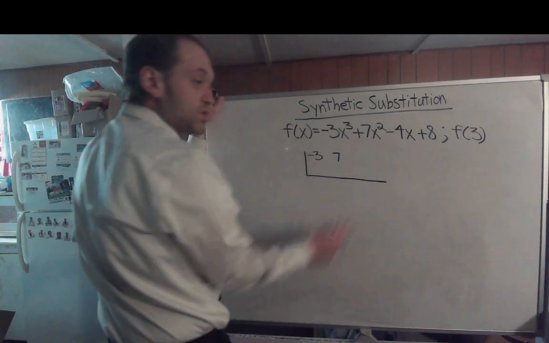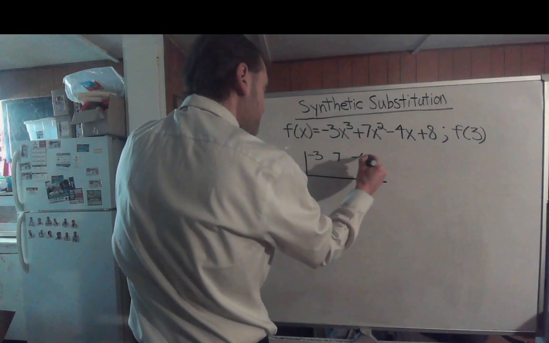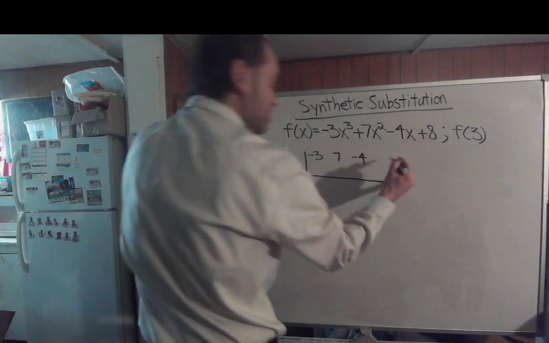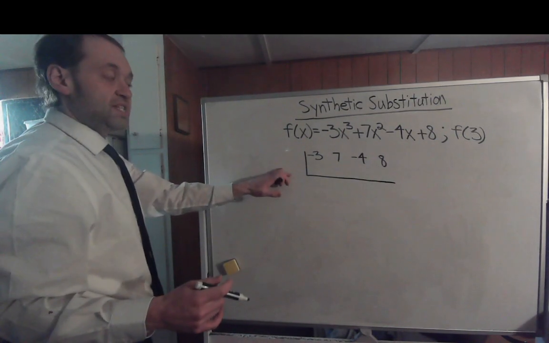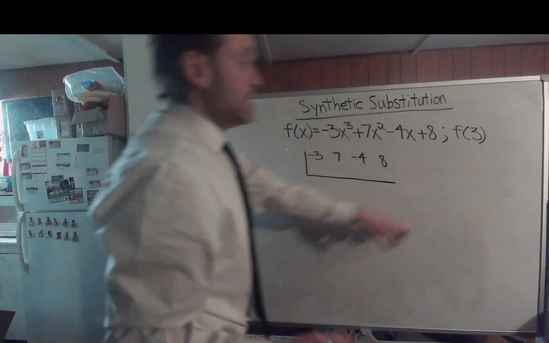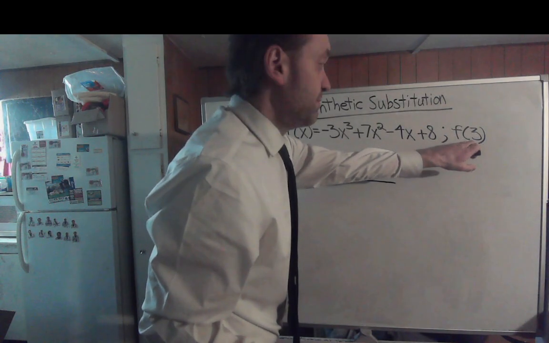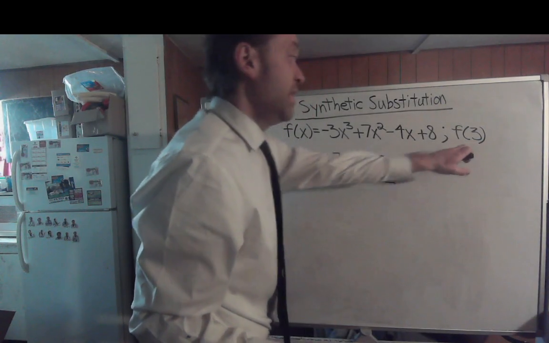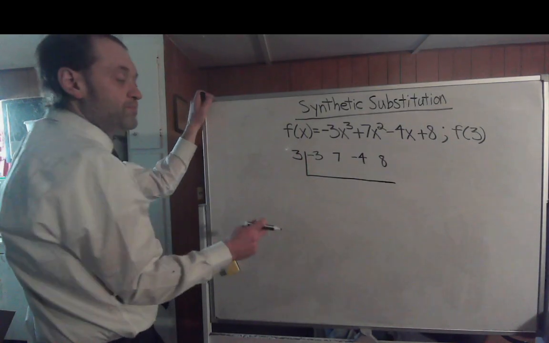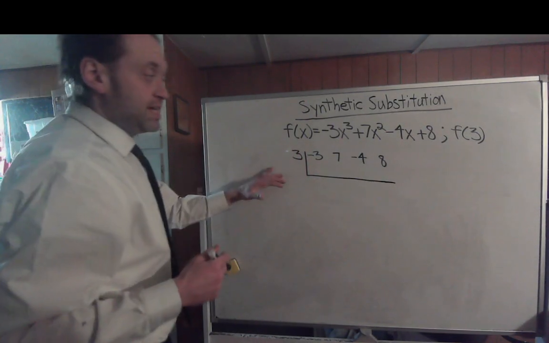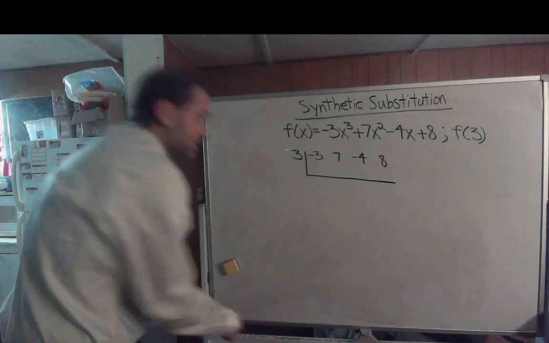Your x to the first term has a coefficient of negative 4. Then your constant term is positive 8. So you've got all your coefficients set up. Now take the value of x that they want you to evaluate the function for, put that in the top left side of the table. Alright, now you've got it set up, we can proceed to synthetic substitution.